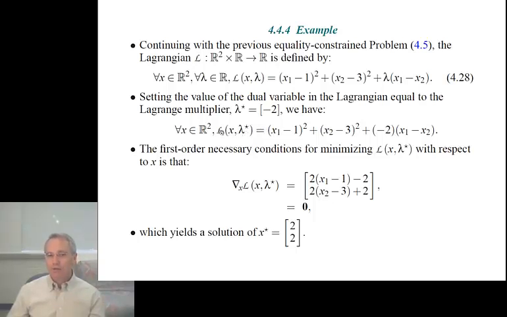Minimizing the Lagrangian, since it's strictly convex, is equivalent to finding a solution of the first order necessary conditions. The first order necessary conditions say the gradient with respect to x of the Lagrangian is equal to 0. Calculating the gradient of this function gives me (2(x1 minus 1) minus 2, 2(x2 minus 3) plus 2), and if I plug in x star equal to (2, 2), I get 0. In other words, I found the global minimizer of the Lagrangian for the particular value of the dual variables equal to the Lagrange multipliers.